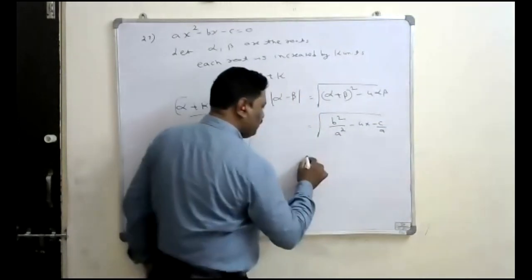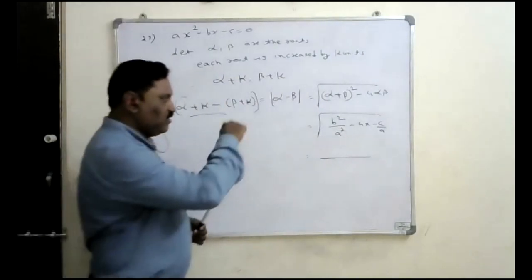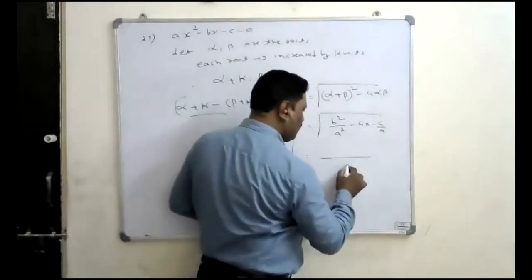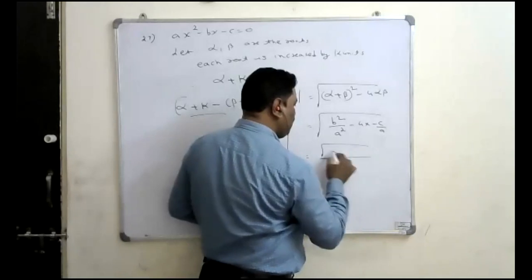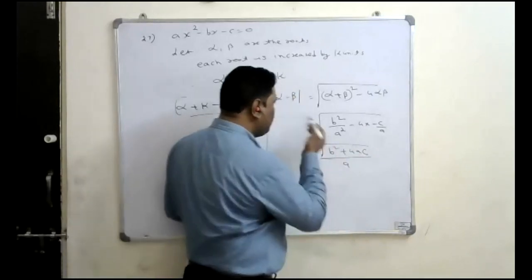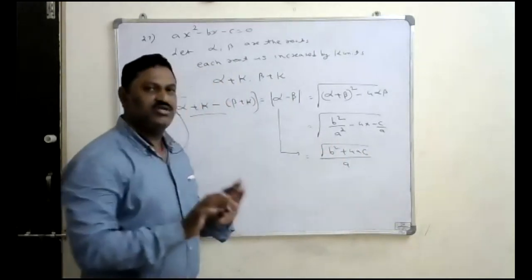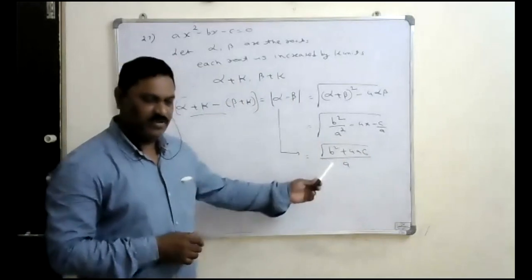So what is the LCM there? A square, under the square root. Root a square means a. So we get root of b square plus 4ac over a. So this is the difference of the roots we got. This quantity does not change. Understand? This is the answer.